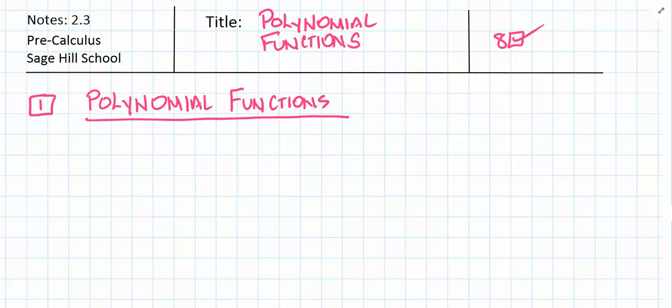Okay, I'm going to give you the formal definition of what a polynomial function is, and it's going to look really scary, and it's going to look really ugly.